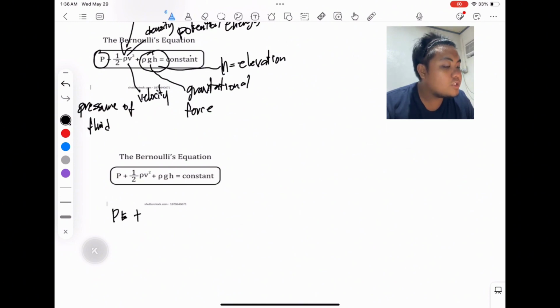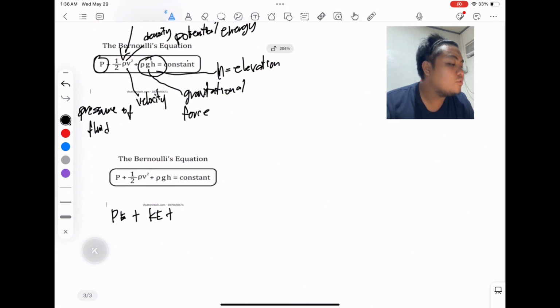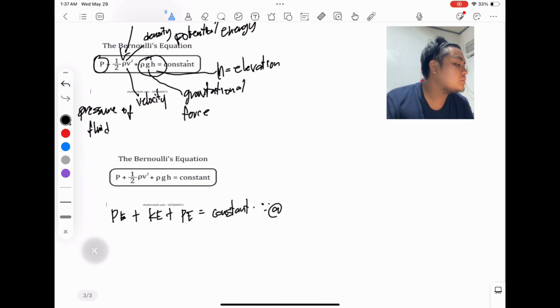The pressure energy of the fluid plus the kinetic energy of the fluid plus the potential energy of the fluid remains constant between both points along the streamline.